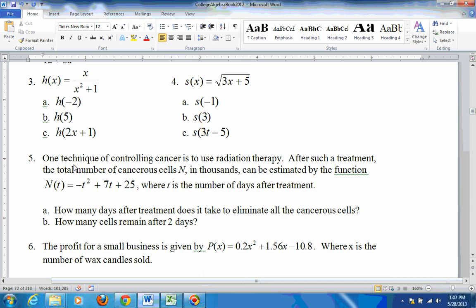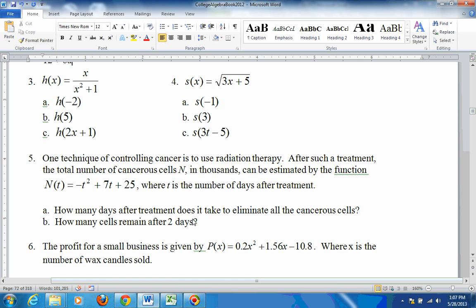Going to this one, 5, one technique of controlling cancer is to use radiation therapy. After such a treatment, the total number of cancerous cells in thousands can be estimated by this function right here. Well, that's a quadratic function, so we can use our quadratic sheet, where t is the number of days after treatment. So n stands for the number of cancerous cells in the units of thousands, and t is the number of days after treatment. It says how many days after treatment does it take to eliminate all the cancer cells?